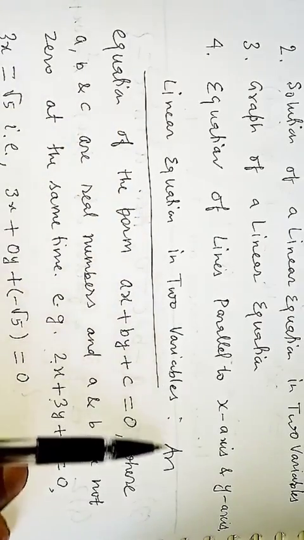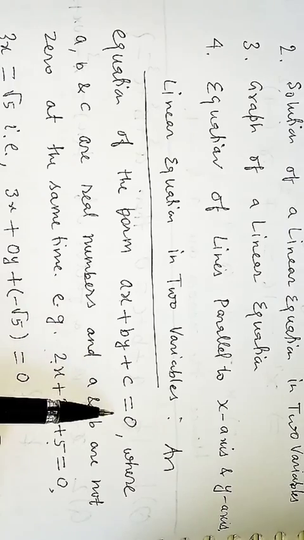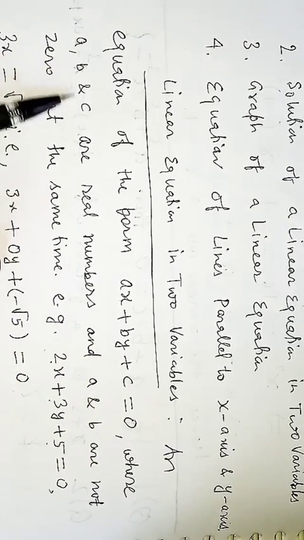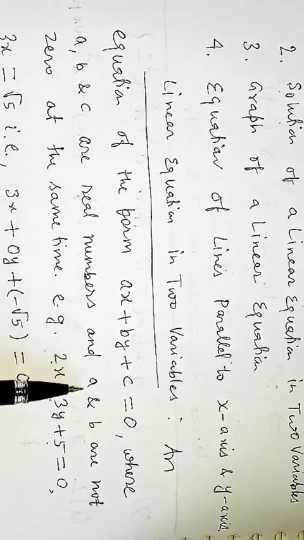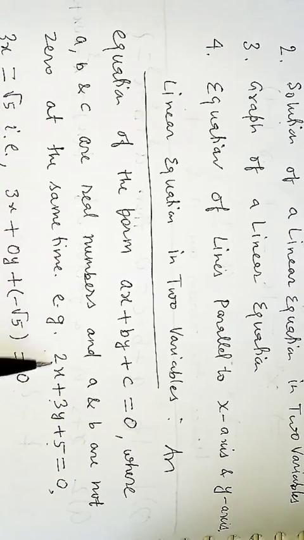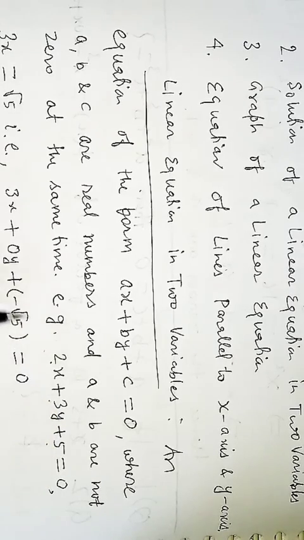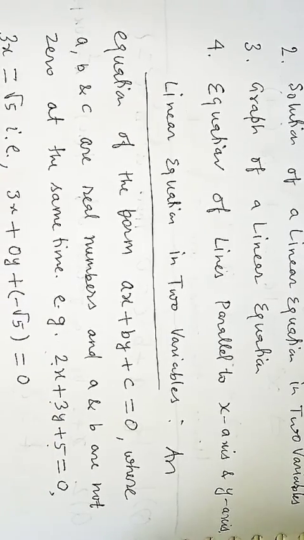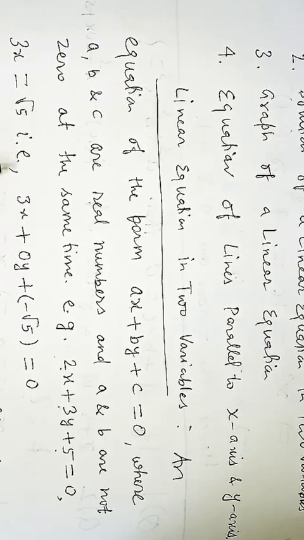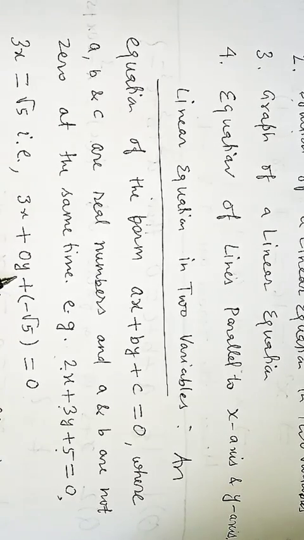Linear equation in two variables. An equation of the form ax plus by plus c is equal to 0, where a, b and c are real numbers and a and b are not 0 at the same time. For example, 2x plus 3y plus 5 is equal to 0. 3x is equal to root 5 may be written as 3x plus 0y plus minus root 5 is equal to 0. This is also a linear equation in two variables.